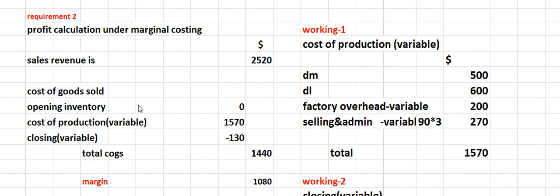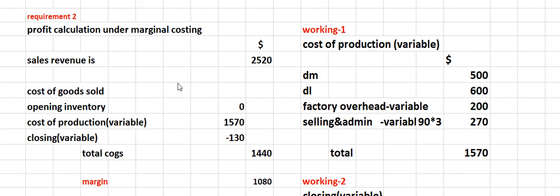Opening inventory is zero. Cost of production, variable portions. Here is the working. Cost of production variable portions only includes direct materials, $5 per unit, total production 100 units, so the total amount is $500. Then direct labor per unit is $6 and total production was 100 units, so total 600. And factory overheads variable portion is $2 per unit and total production is 100 units, so total 200. And selling and admin variable portion is 90 units sold, so 90 into 3 equals 270. So the total cost in the month was 1570.